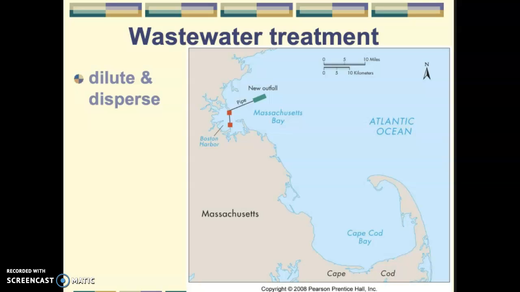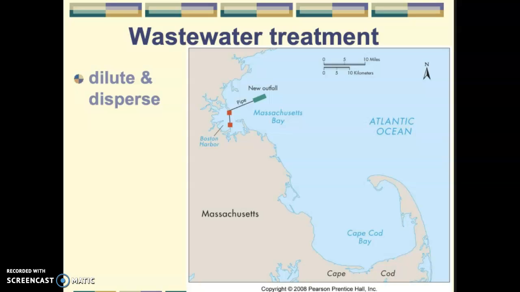This is an example of where Boston sent its sewage. You can see that one red dot's not very far out of Boston Harbor, so they made a new outfall that was farther out into Massachusetts Bay to help take that polluted water away from the coast.